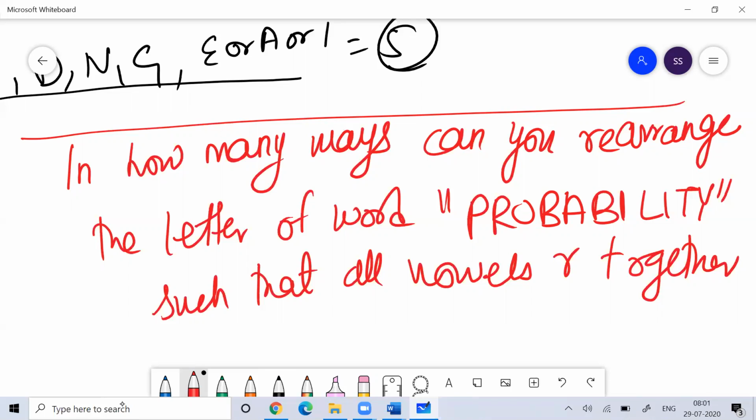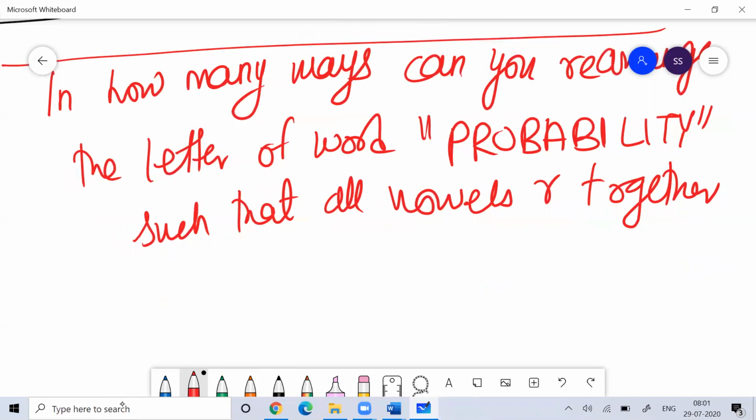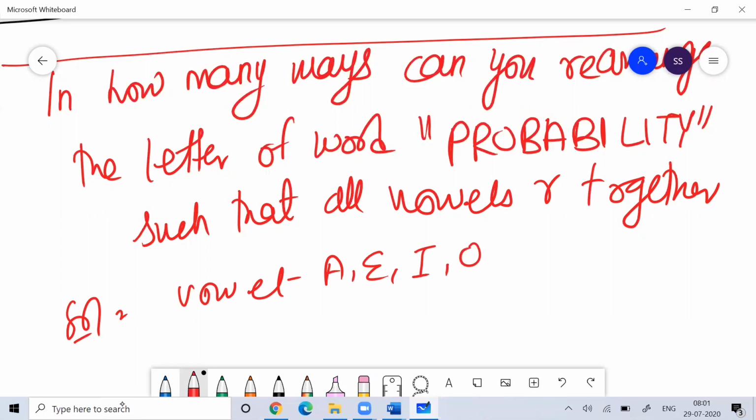Would we count Y in this one? Would we count Y as a vowel? No, your vowels are A, E, I, O, U, not sometimes Y. In India we use vowel to mean A, E, I, O, U. Here they sometimes use Y.